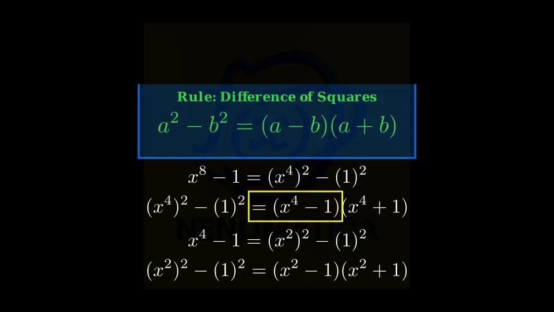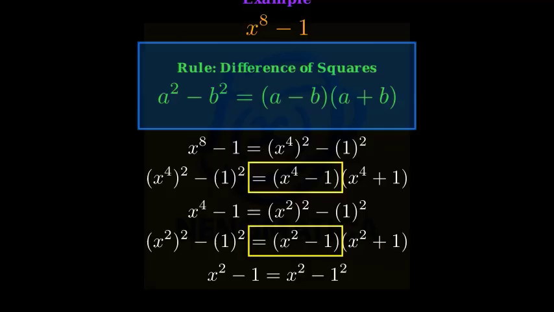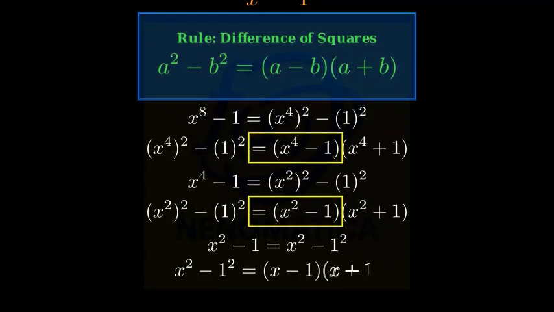Step 4. We can factor x squared minus 1 further, as it's also a difference of squares. X squared minus 1 equals x squared minus 1 squared. Applying the difference of squares one more time, we get x minus 1 times x plus 1.